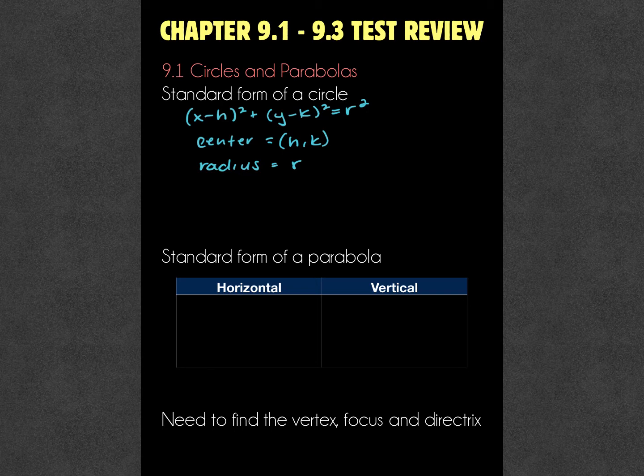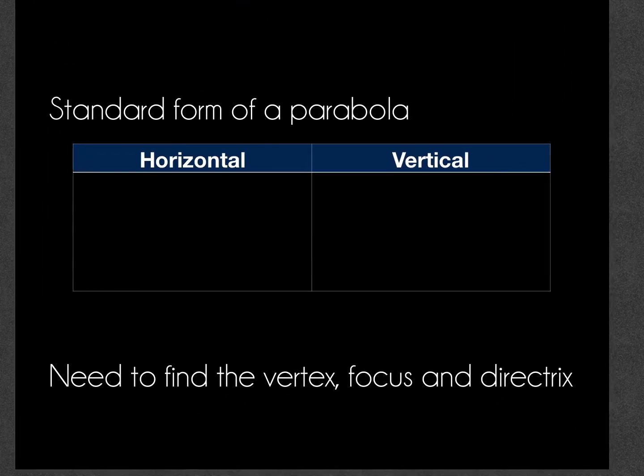Then came the parabola. So there are 2 different types of parabolas when they're not in function form, and that is horizontal or vertical. If it's horizontal, this means it opens to the right or it opens to the left. If it opens to the right, then it's a positive 4p. So this would be (y minus k) squared equals positive 4p(x minus h). And if it was horizontal and pointing to the left, it's just a negative 4p. Everything else is the same.